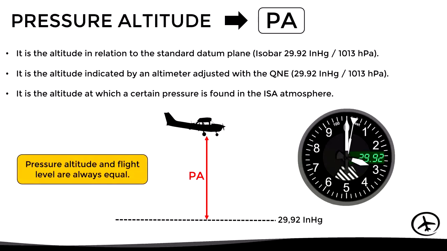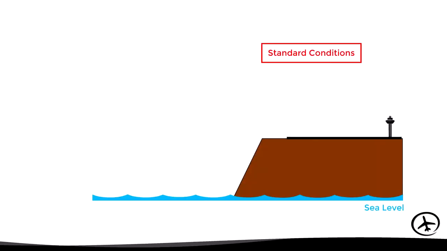Another thing to keep in mind is that the definition of pressure altitude is exactly the same as the definition of flight level. Therefore, the pressure altitude will always be equal to the corresponding flight level. Let's look at some examples of how this pressure altitude varies depending on the present conditions. Let's begin with the standard conditions.